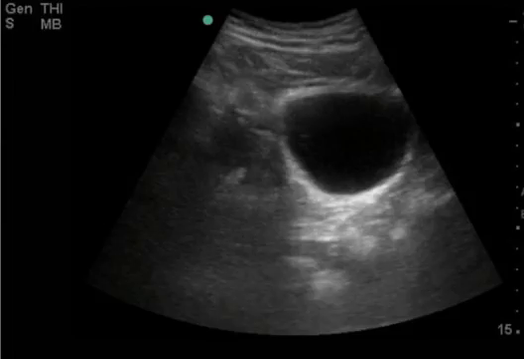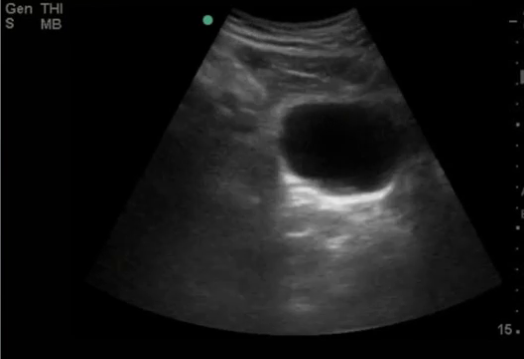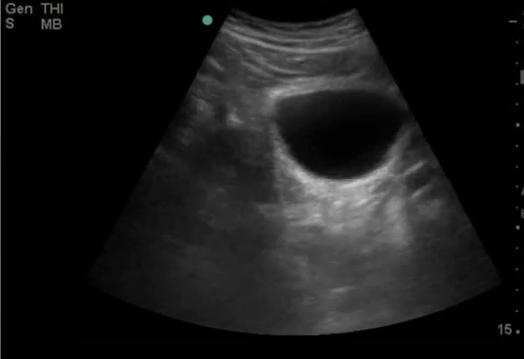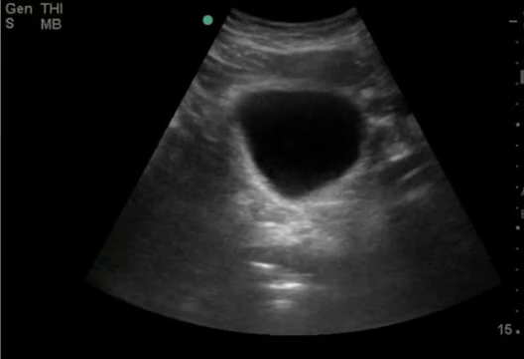So the main take-home point is that with your bladder view, make sure that in the transverse plane you move the probe towards the head, towards the feet, to illustrate the whole 3D structure of the bladder, and then turn it 90 degrees with the indicator to the patient's head. Do the same thing where you move the probe to the left and to the right.